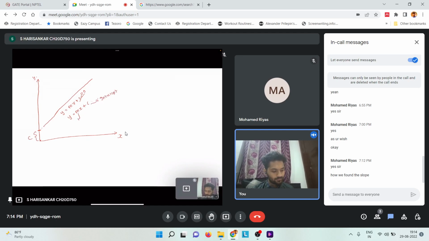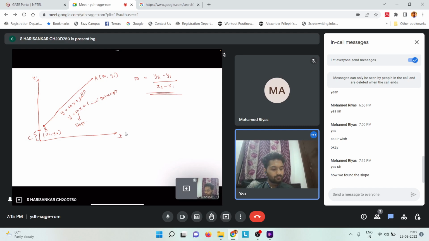This m is the slope. Now let's take 2 points here. Point A, which is represented as x1, y1, and point B represented by x2 and y2. The equation for this y equal to mx plus c, this slope m is basically y2 minus y1 by x2 minus x1. Okay.